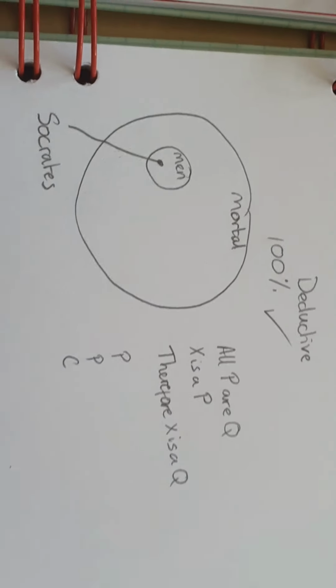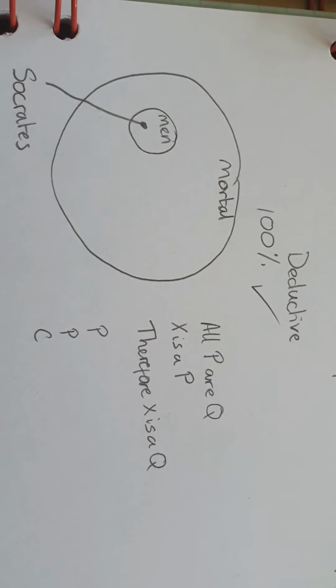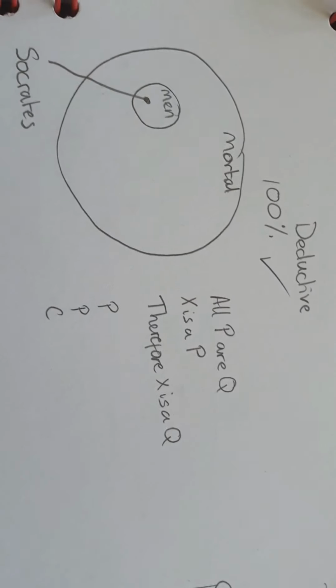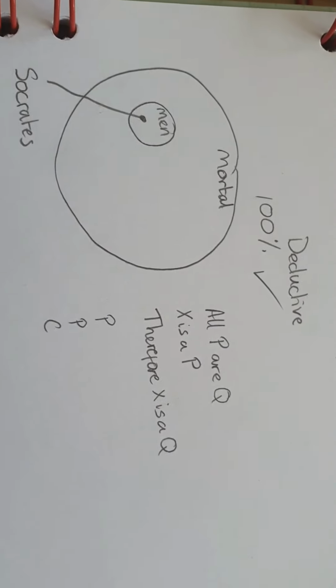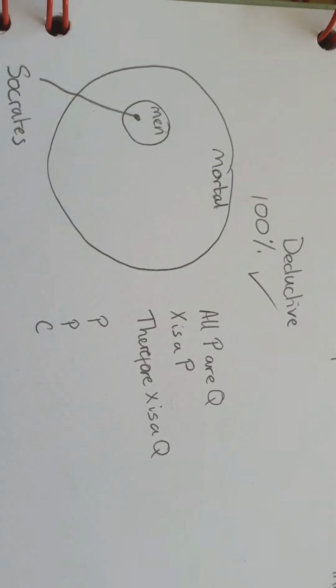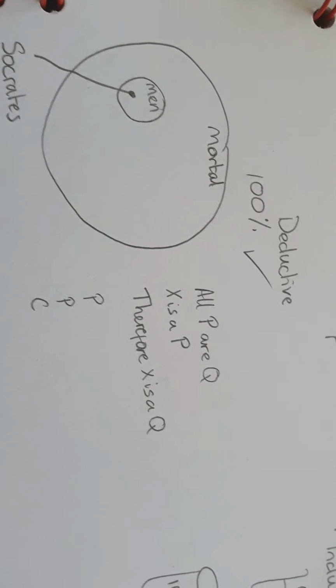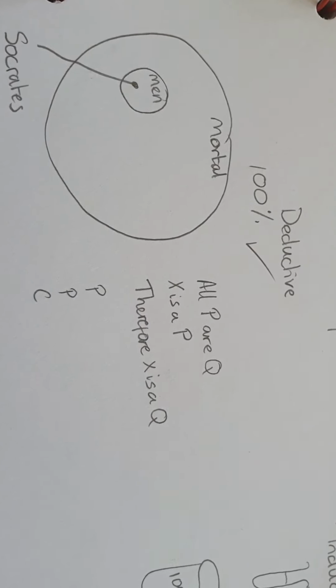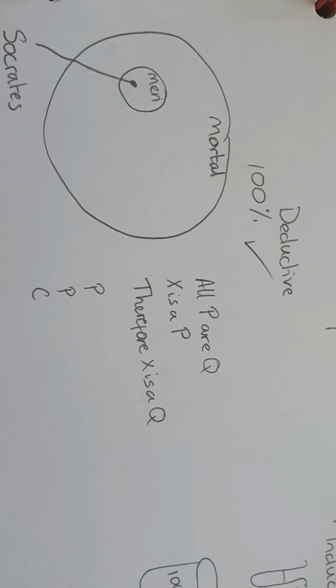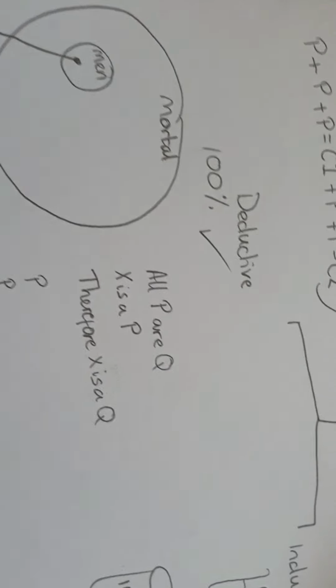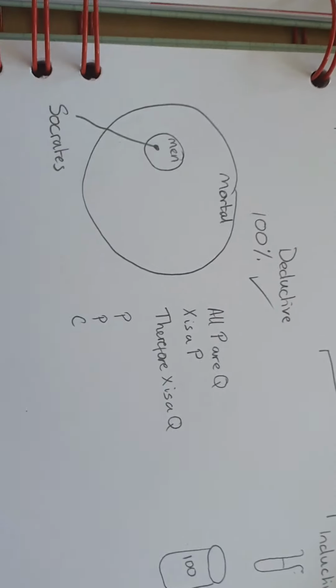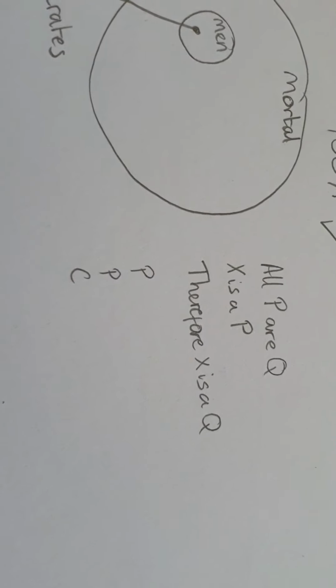But it's not necessarily true in actual fact. So it is what we call a valid argument, but it's not necessarily a sound argument. It's valid because if you agree with the first two premises, all P's are Q, X is a P, then you have to agree with the conclusion, therefore X is a Q. There aren't any missing steps in the logic. It all adds up together to make the conclusion true.